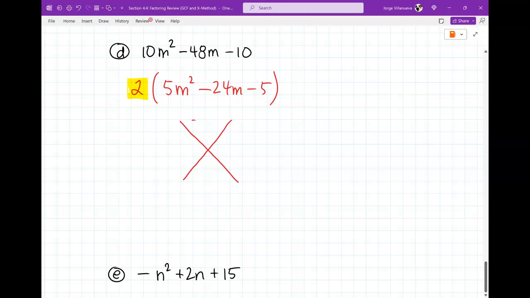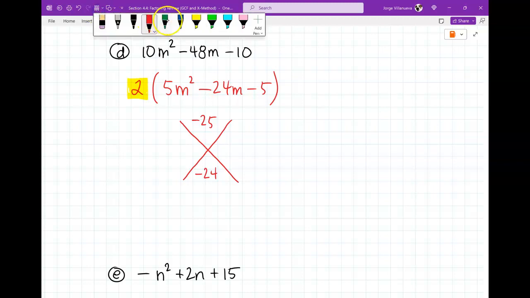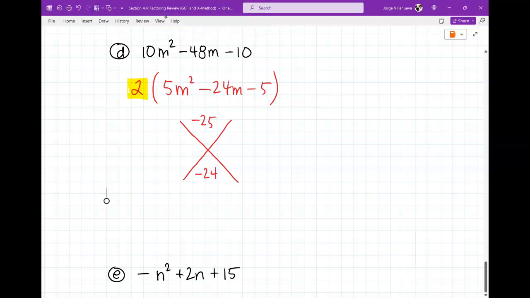So here we go. 5 times negative 5 is negative 25, okay? And on the bottom, I put negative 24. All right. Two numbers that multiply to negative 25 that add up to negative 24. Negative 25 and positive 1.